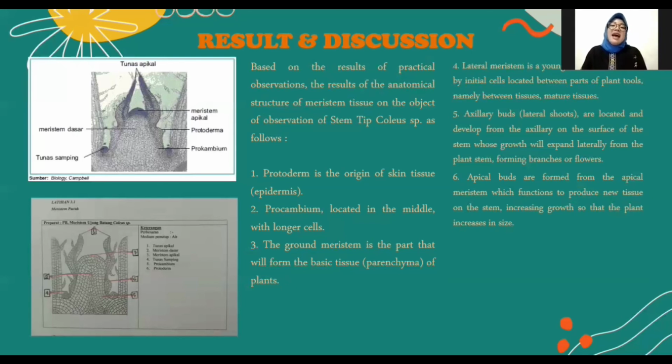Fifth is axillary buds or lateral shoots. Axillary buds are located and develop from the axil on the surface of the stem, whose growth will expand laterally from the plant stem, forming branches or flowers. And the last is apical buds. The apical buds are formed from the apical meristem, which function to produce new tissue on the stem, increasing growth so that the plant increases in size.